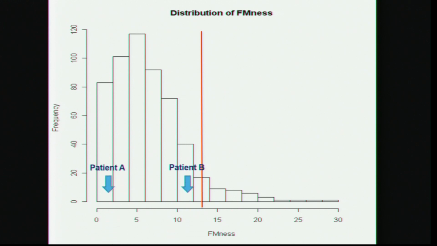But look at 2 people that didn't meet criteria for fibromyalgia. Patient A and patient B are both on the left side of 13. Patient A has pain in his knee and has a little bit of fatigue. That got him a fibromyalgia score of 2. Patient B has pain in his knee, pain in a couple other spots, a little bit of fatigue, a little bit of sleep problem. That got him a fibromyalgia score of 12.